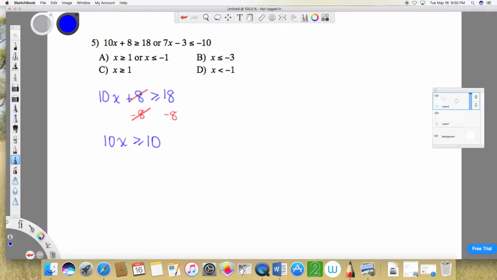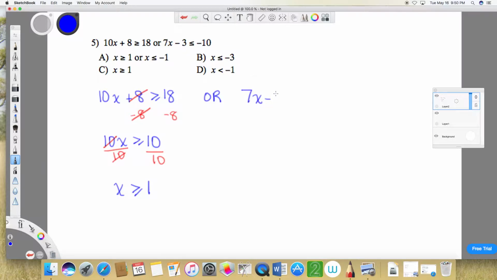So let's divide both sides by 10. 10 divided by 10 is 1. So on the left-hand side, I have x. And on the right-hand side, well, I've got 10 divided by 10, and we said that was 1. Or, let's take a look at this second inequality here.